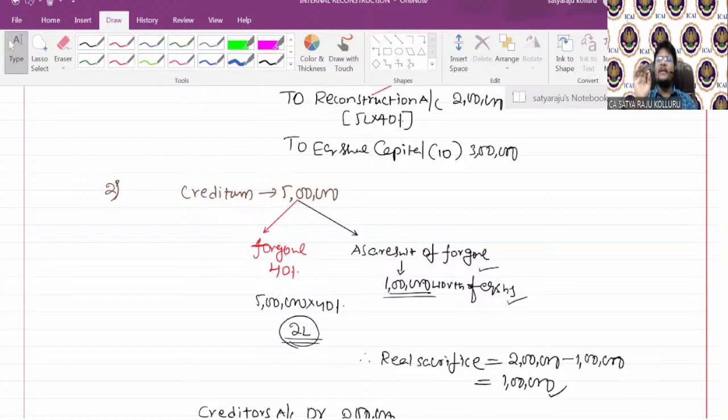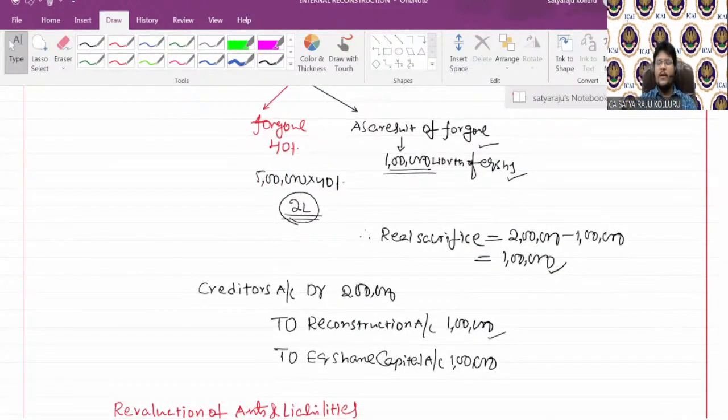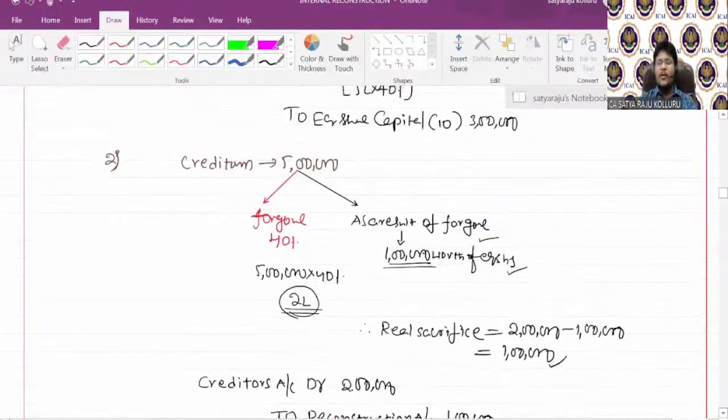Now, what is the journal entry? You should cancel creditors only to the extent of 2 lakhs. That is creditors account, 2 lakhs. Out of that, the real sacrifice of 1 lakh you can transfer to reconstruction account. The remaining portion you can issue as equity shares, to equity share capital, 1 lakh. Sir, what about the remaining 60% of the creditors? If nothing was given, we can simply assume that the remaining 60% of the creditors still continue as creditors in my books of accounts.